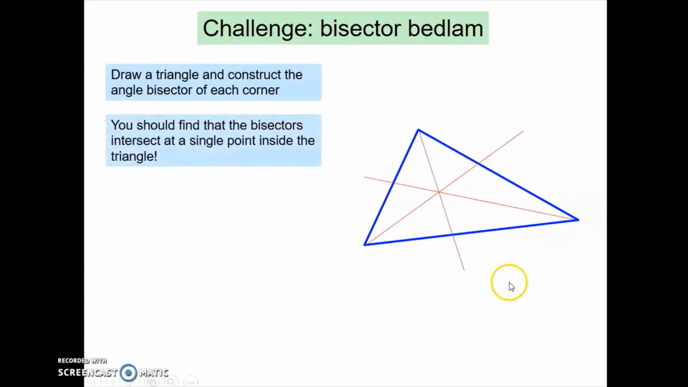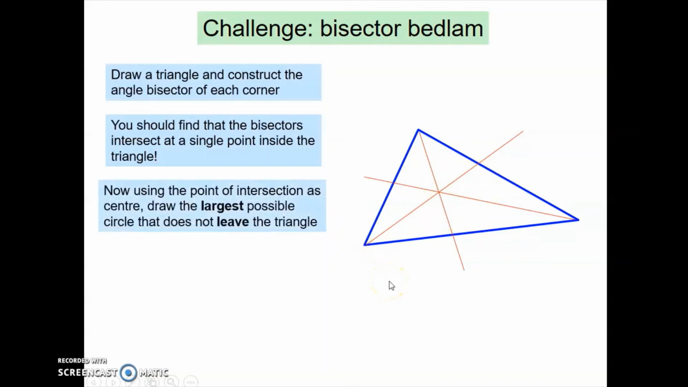So what you should find again is that all 3 angle bisectors meet at a certain point. This time, because of the nature of angle bisectors, the point should be inside the triangle. Okay, so now using the point of intersection as the center, so I want this as the center of your circle, can you draw the largest possible circle that does not leave the triangle?